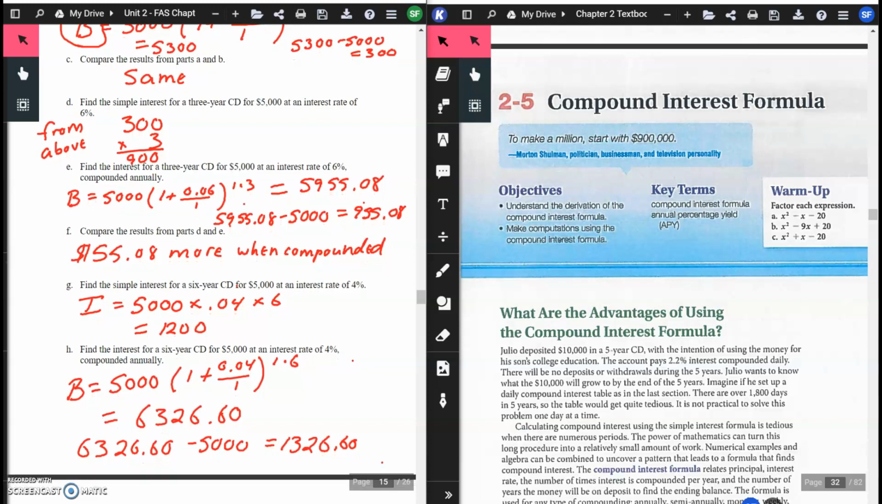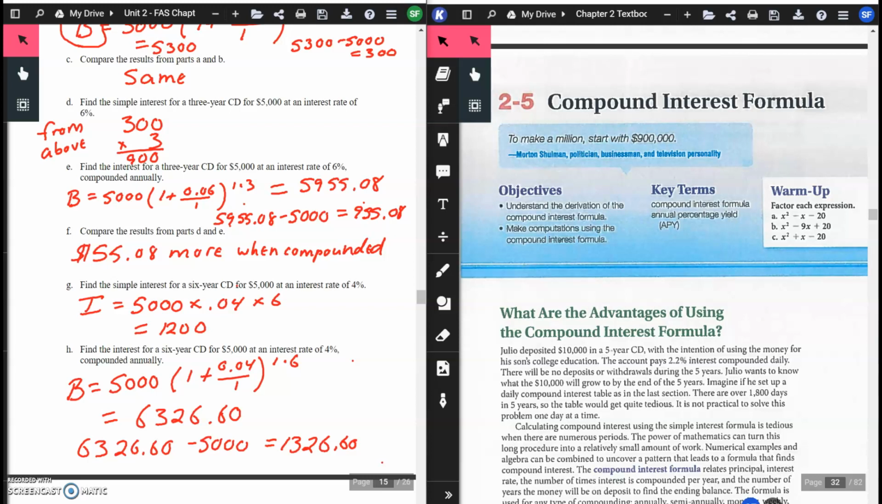Part E, find the interest for a 3-year CD at $5,000 at an interest rate of 6% compounded annually. Here, since we're over our 1 year, we know we're going to get a different number now. So 5,000 times 1 plus 0.06 divided by 1, because it's compounded annually, raised to the NT. N is 1, compounded annually, times 3 for 3 years. Multiply that out, and you're going to get $5,955.08.